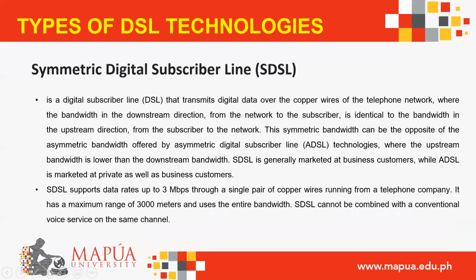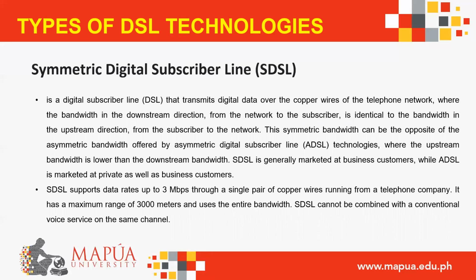And lastly, the Symmetric Digital Subscriber Line, or SDSL. This is a digital subscriber line that transmits digital data over the copper wires of the telephone network, where the bandwidth in the downstream direction from the network to the subscriber is identical to the upstream direction from the subscriber to the network. This symmetric bandwidth can be the opposite of the asymmetric bandwidth offered by Asymmetric Digital Subscriber Line, ADSL technologies, where the upstream bandwidth is lower than the downstream bandwidth.